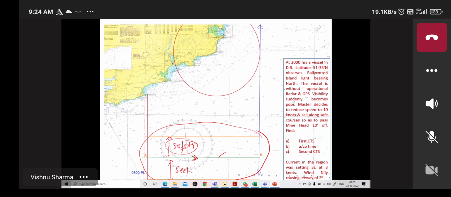What do you do in the exam? In the exam, you can take about 4 to 5 miles of safety margin and you can say you are working on a safety margin of so many miles. Okay?